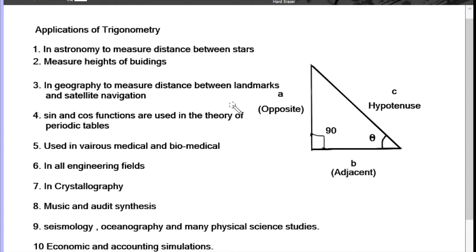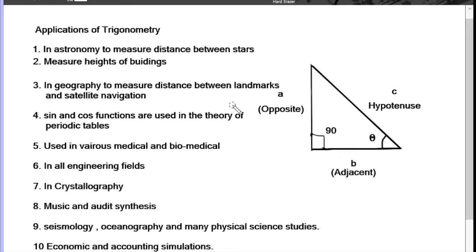There's many applications of trigonometry. One is they use it in astronomy to measure the distance between stars. That's of course a little higher level, but this is a stepping stone to getting up there.